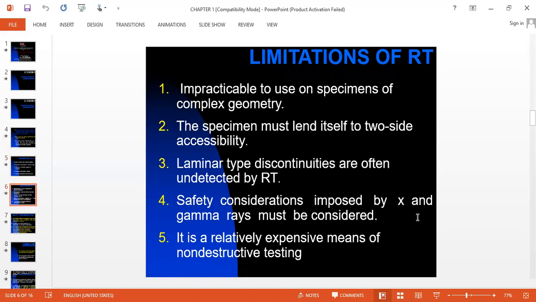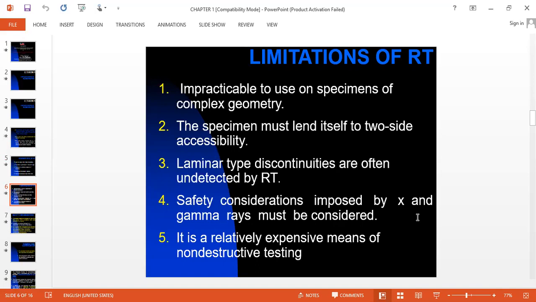Complex geometry is impractical and difficult for radiography. The specimen must lend itself to it; two-side accessibility is required because one side is for the source and the other side for putting the film, so two-side accessibility is required. In the case of ultrasonic testing, one side is also sufficient. Then laminar type discontinuities are often undetected by RT. Laminar type discontinuities are not detected.